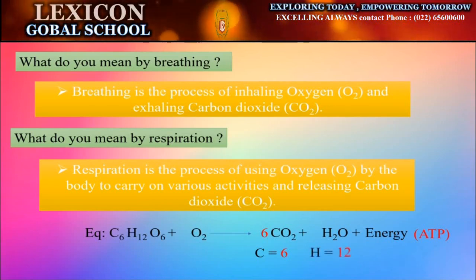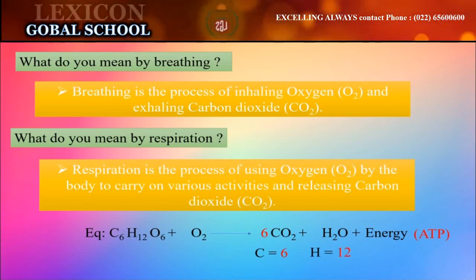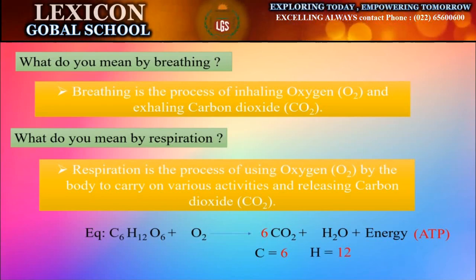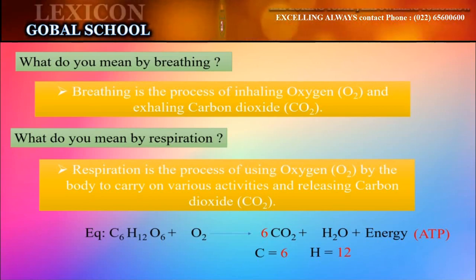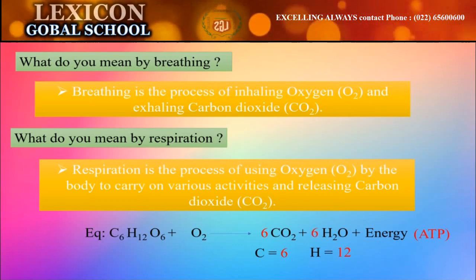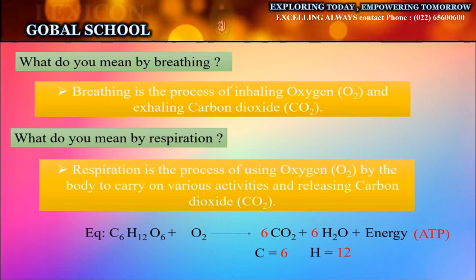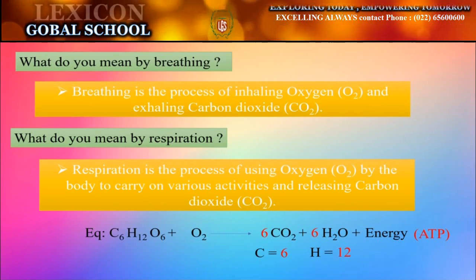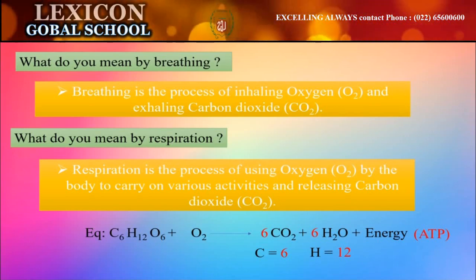Let's talk about hydrogen. There are how many molecules of hydrogen? 12. And on your RHS, there are only 2 molecules in H2O. So to make it 12, we need to multiply H2O by 6. So we add 6 next to H2O. 6 ones are 6, 6 twos are 12. Hydrogen has also been balanced. We had 12 molecules of hydrogen on your LHS and 12 molecules of hydrogen on your RHS.